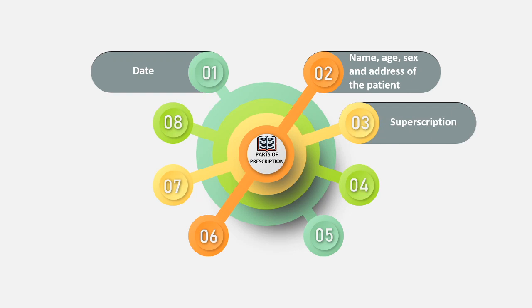Third is a superscription. This part of the prescription is represented by the symbol Rx. In ancient times, it was considered as a prayer to Jupiter, the god of healing, for the first recovery of the patient. And nowadays, it is used as an abbreviation for the Latin term which means you take.